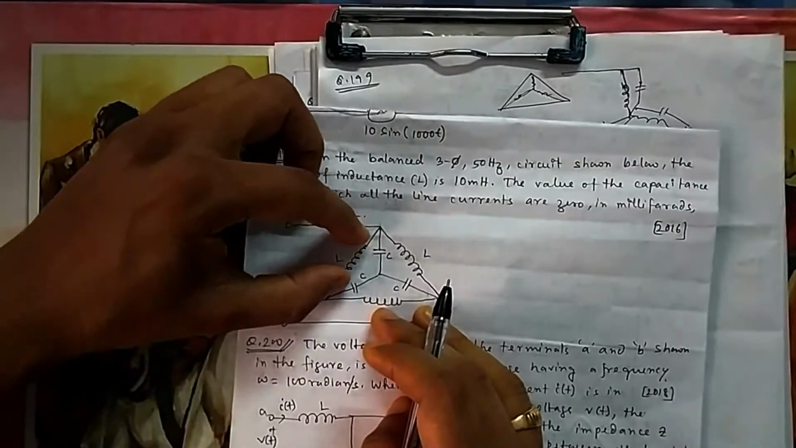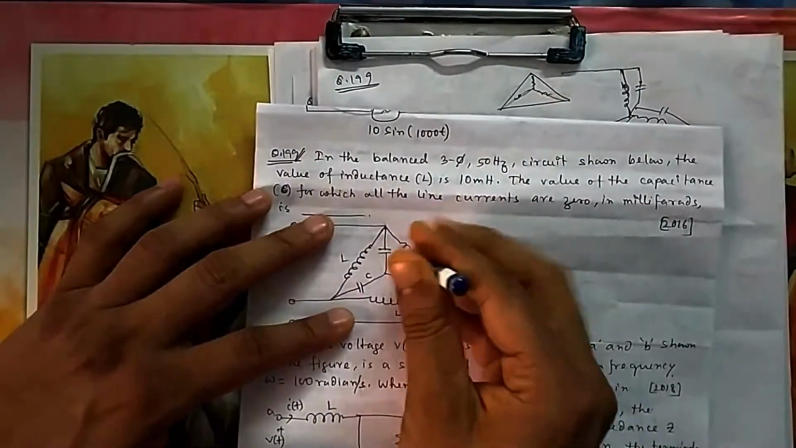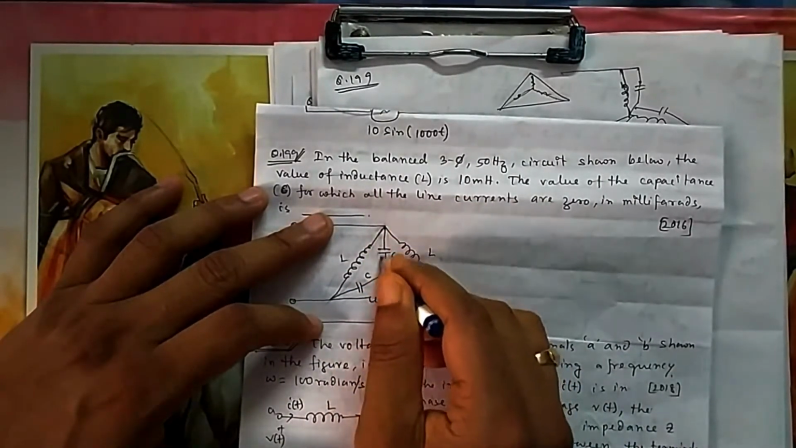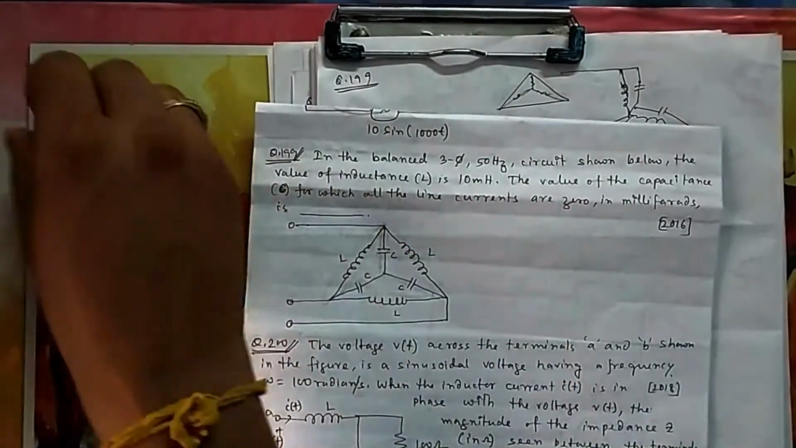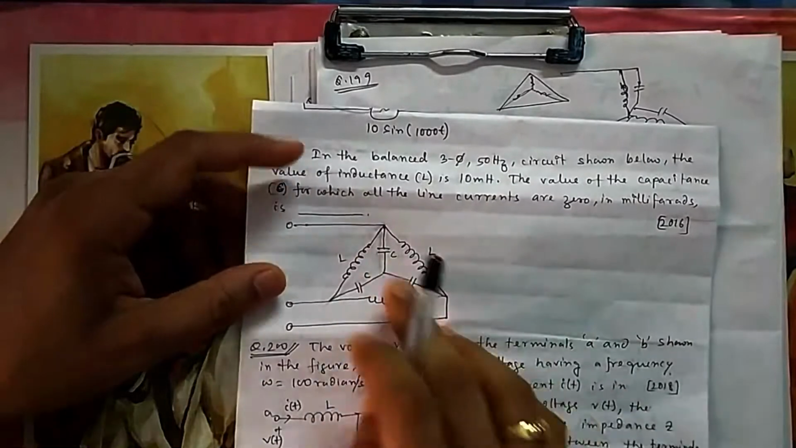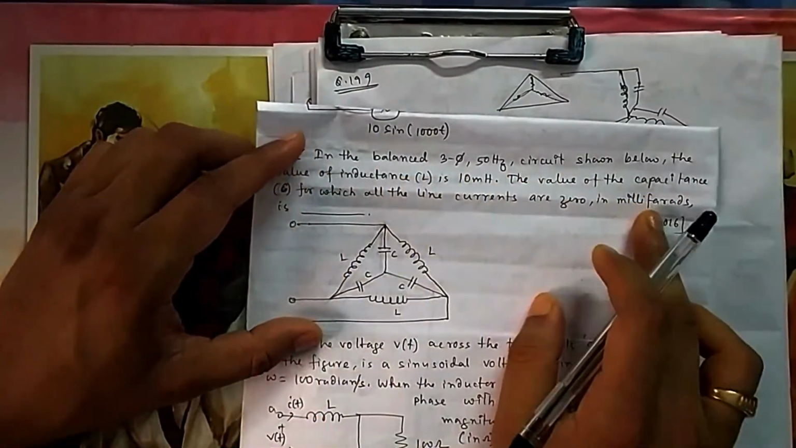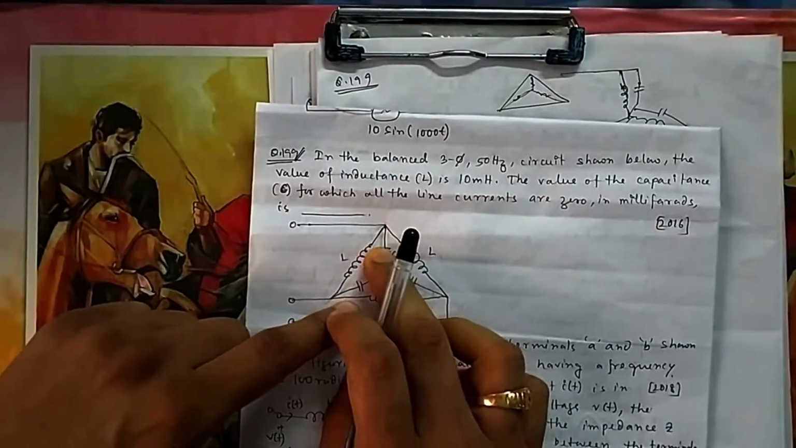Once this branch will come here, and that will connect in parallel, because this delta I am converting into star. So what will happen? One branch will come here, one here, one here. So this branch and this C will get a parallel combination. So we will have a parallel combination of LC, and because we need 0 current, so line current should be 0, so you need this impedance should be infinite.